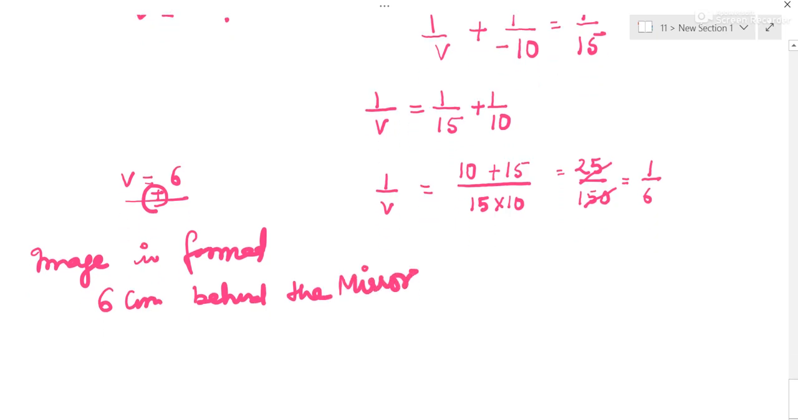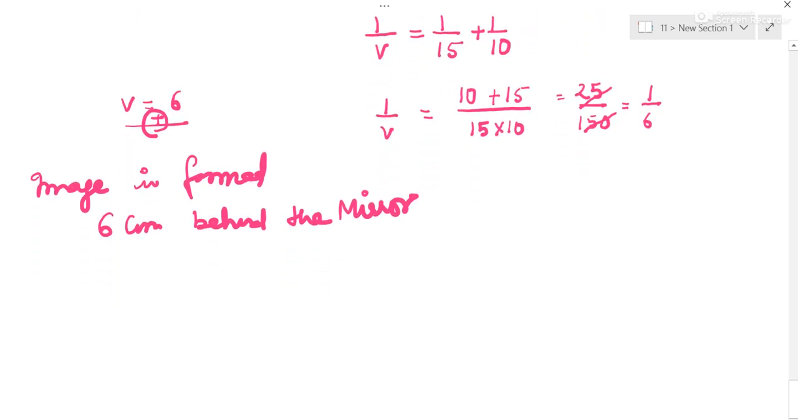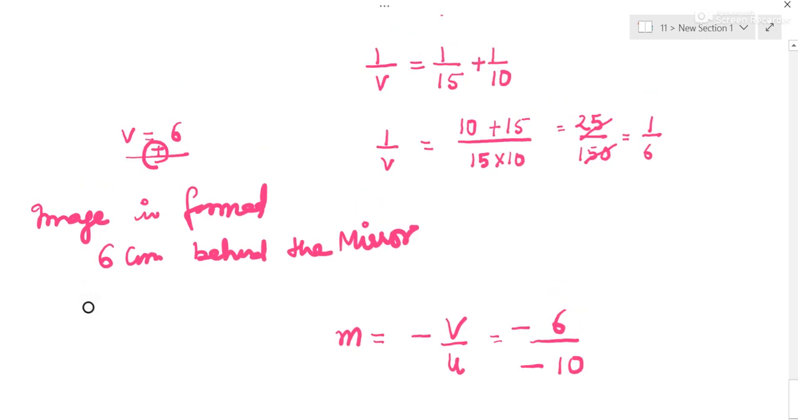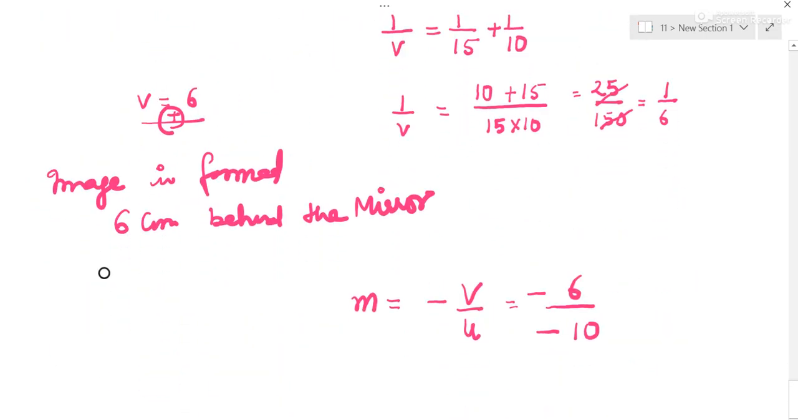Now we have to tell the nature also. So we can go for magnification always. The magnification formula is minus v by u. v came as minus 6, sorry, plus 6. So minus is already there. And u is minus 10, I guess. Yeah. The object distance is 10. So it is 0.6.